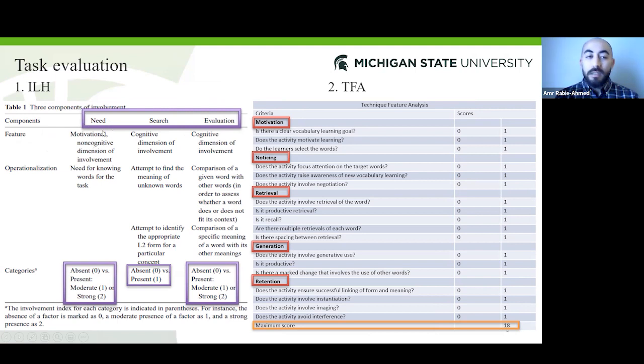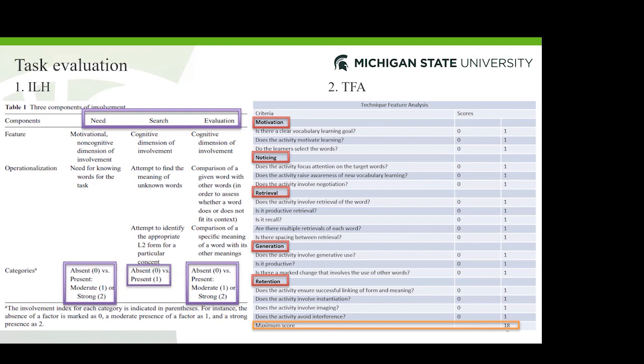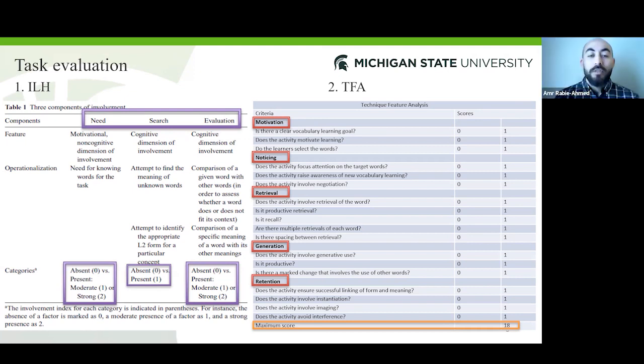So whether there is a need to learn this word, and this can be absent, or it can be moderate or strong need. Whether the learner has to search for the word, so it's either absent or present. And also the evaluation of the word, and how this word can be evaluated. So the evaluation can be absent or moderate or strong. So out of 5, the ILH can evaluate a task from 0 to 5 or from 1 to 5.